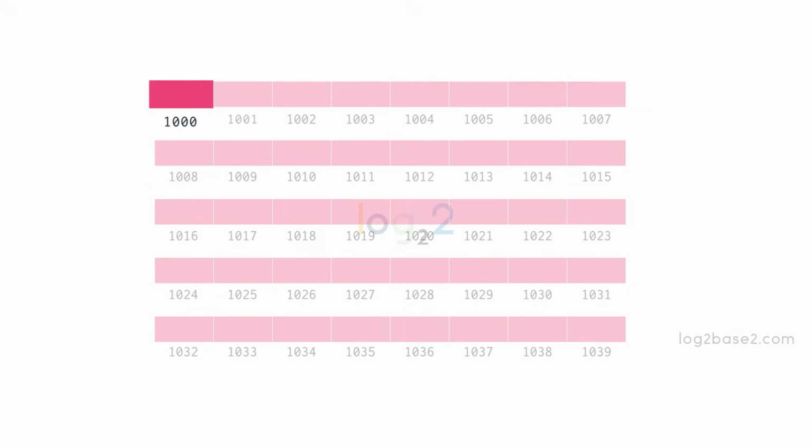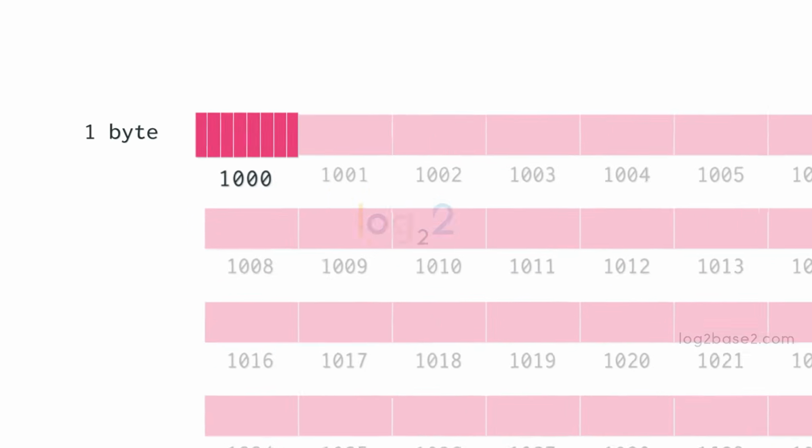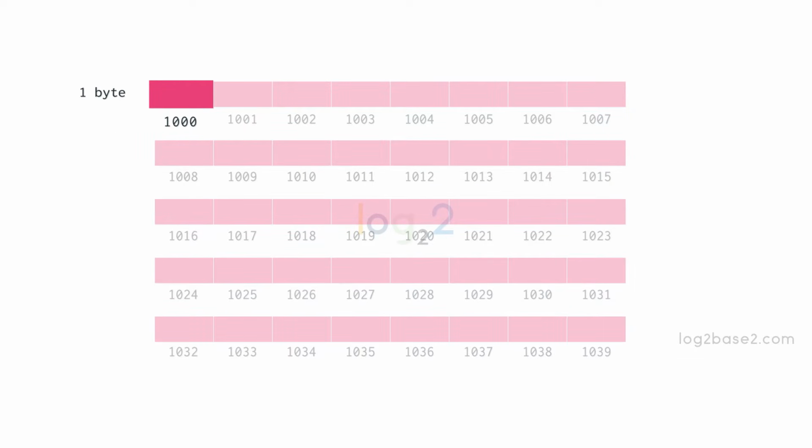The basic unit of memory is 1 byte. Here, 1 byte is made up of 8 bits. A bit can either be 0 or 1. The entire computer memory is made up of zeros and ones.